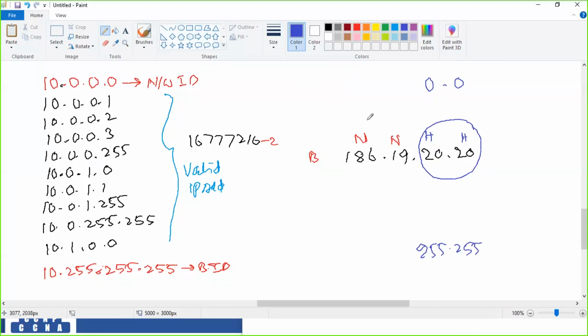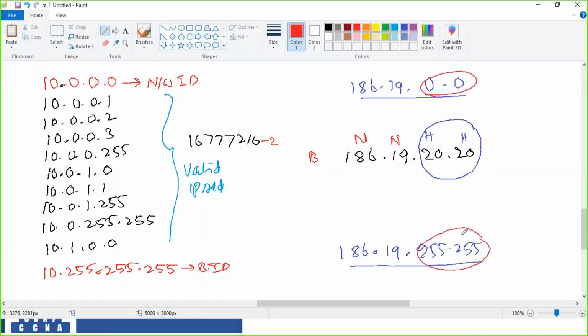Don't change the network portion. As is, we can write 186.19.0.0 is the network ID. 186.19.255.255 is the broadcast ID. Get it? So in the host portion, make it zeros, and in the host portion, make it 255. Then you can get the network ID and broadcast ID.